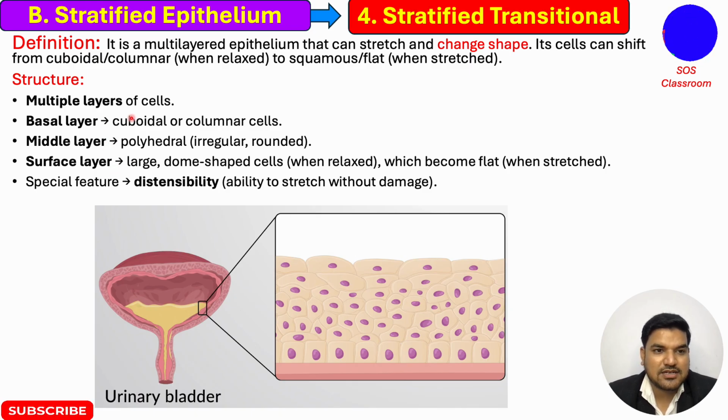What is the structure? Multiple layers of cells. We can see by the name it's stratified. The basal layer is formed by cuboidal or columnar cells, and the middle layer is formed by polyhedral, irregular or rounded cells. The surface layer has large dome-shaped cells when relaxed, which become flat when stretched. The special feature is distensibility, the ability to stretch without damage.